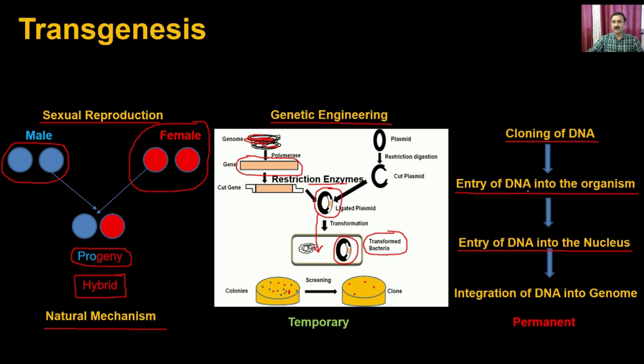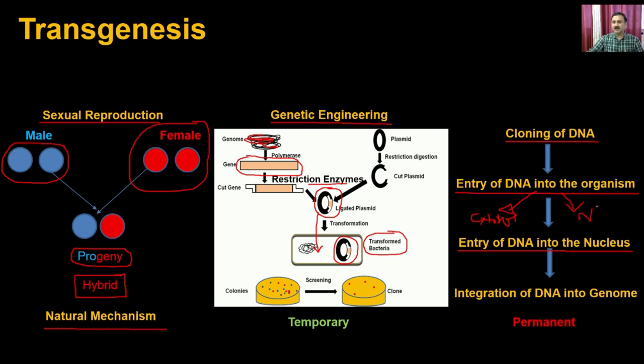So at this stage, once you introduce the DNA into the organism, it could have two choices. One, it can go into the cytosol, or it can go into the nucleus. If it goes into the cytosol, it will remain there and it will express for some time, but afterwards it will not integrate into the genome, and it will be removed. So these kinds of organisms, where you introduce the DNA into the cytosol, are called temporary transgenic animals, or ectopic expression models.